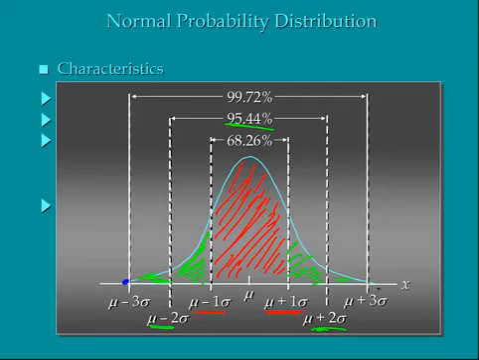It's important to remember that there are very slight, very tiny areas beyond plus or minus 3 sigma, so mu plus 3 sigma or mu minus 3 sigma. There is a very tiny area outside of that range, but it is there, and it's well worth being mindful of. We're going to come back to that.